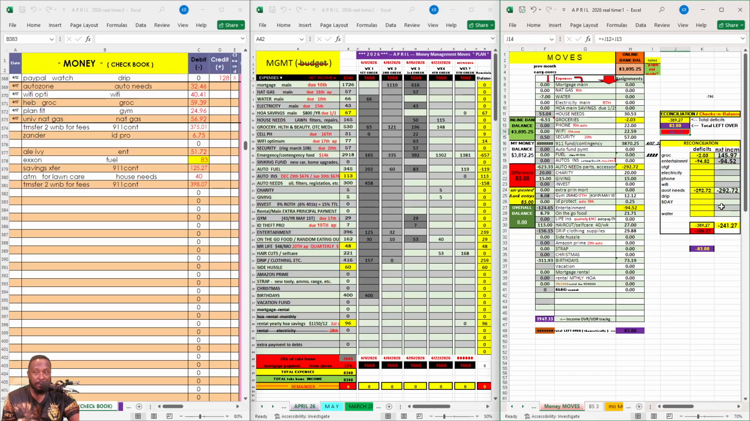Now, the thing about that 306.27 is that I want all of these three colored cells to match all of these three colored cells here at the bottom to maintain a checks and balances process, and they do. The grocery represents this amount, negative 203. The entertainment expense represents this amount, which is negative 94.52. And the auto needs represents this amount right here, which is 292.72.